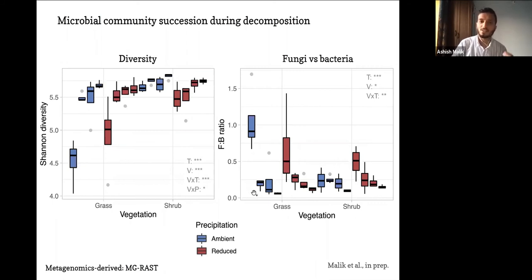And this is mostly because initially there was a very high dominance of fungi in the leaf litter communities. And as the decomposition progressed, bacteria started to take over, and there was a very diverse range of bacteria dominating towards the end, which is why you see increased diversity towards the end of the decomposition process. So we see that the fungal to bacterial ratios are higher initially, but they're also higher in the grass communities compared to the shrub communities. And there was not a significant difference across the precipitation treatments.